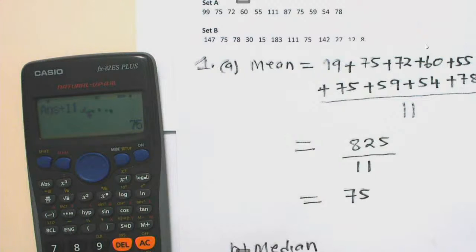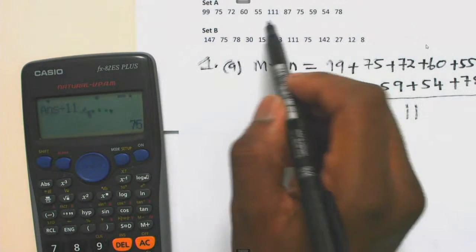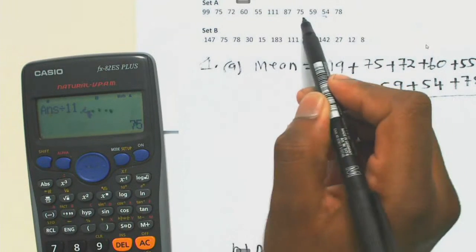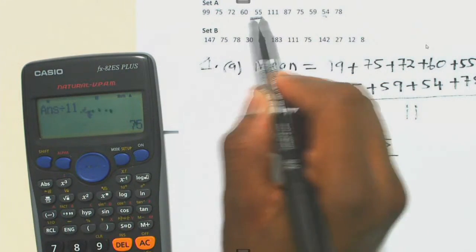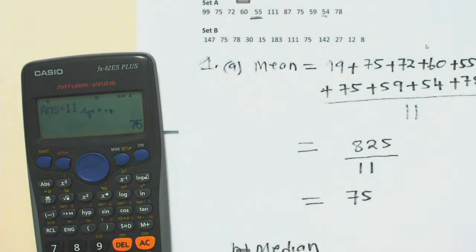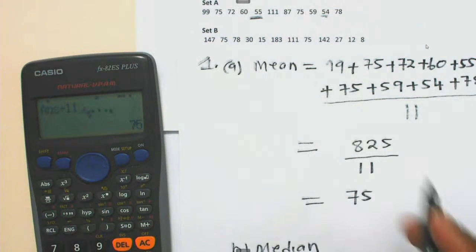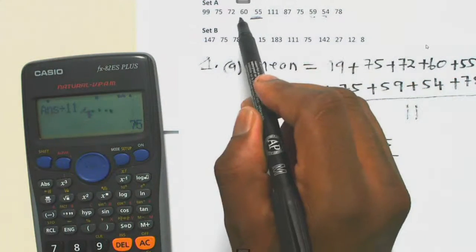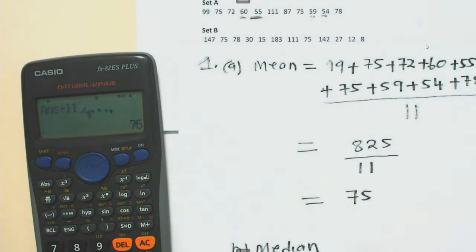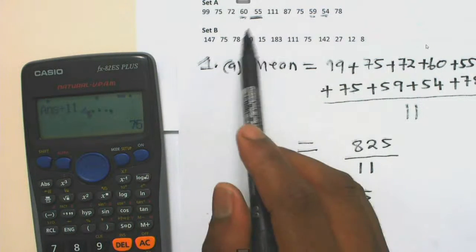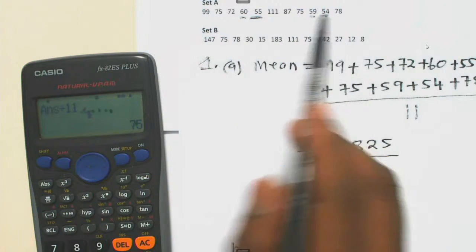The second smallest will be 55. After 55, it's 54, 55. And then we said the next one is 55. And then after 55, we have 59. And then after 59, we'll be having 60. After 60, we'll be having 72.